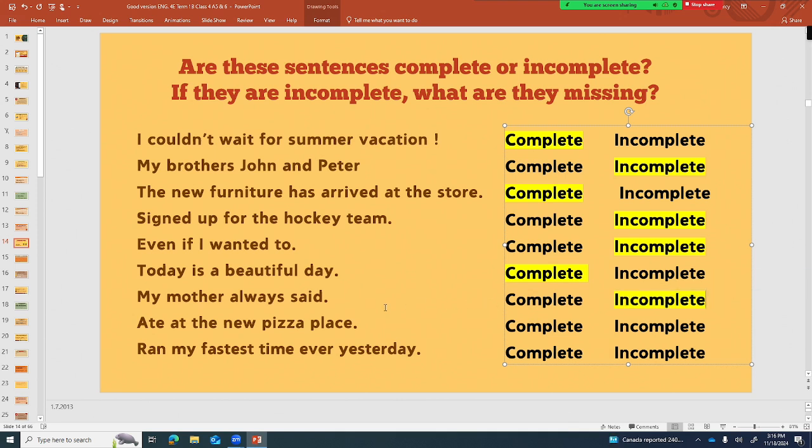Ate at the new pizza place. All right, this starts with a verb and it doesn't tell me who ate at the new pizza place. Therefore, that is an incomplete sentence. It hasn't given me all the information I need. Ran my fastest time ever yesterday. Okay, who is doing the running? It's going to be I because they've used the word my. I ran my fastest time. But I can't just assume it. I have to actually put it in there. So that sentence is also incomplete.